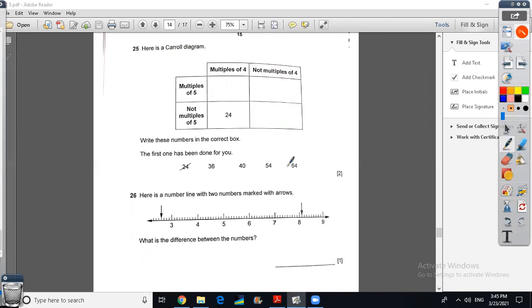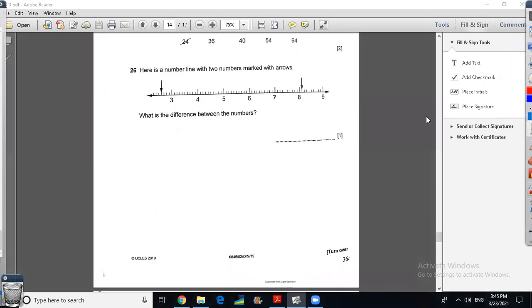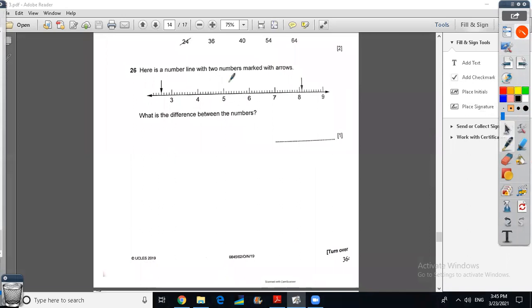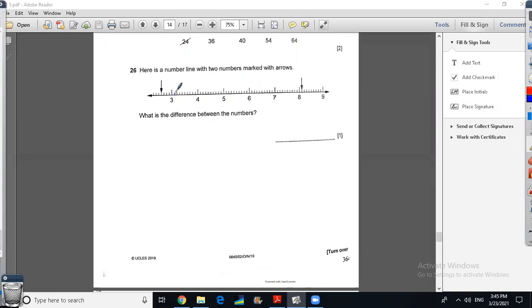Next, let's continue. Here is a number line. As you see, guys, between the 3 and the 4 it's 10 parts. So this is 3.1, 3.2, 3.3, and so on. But going backwards, this is 2.9, 2.8, 2.7, 2.6. So this is 2.6. And what's the other arrow? It's 8.1, mister. That's it. I'm done, mister.